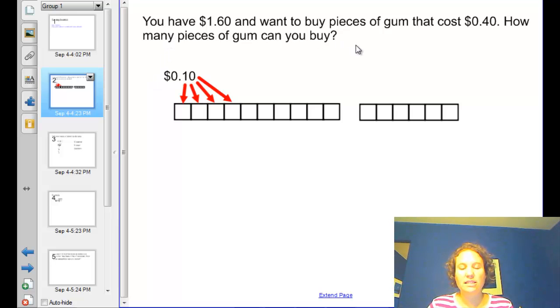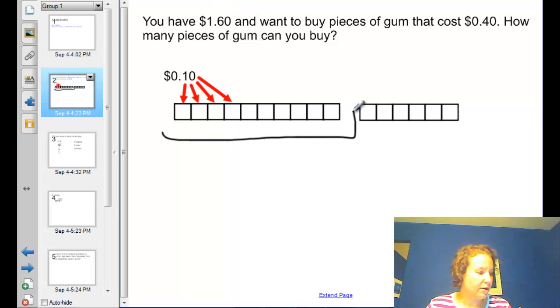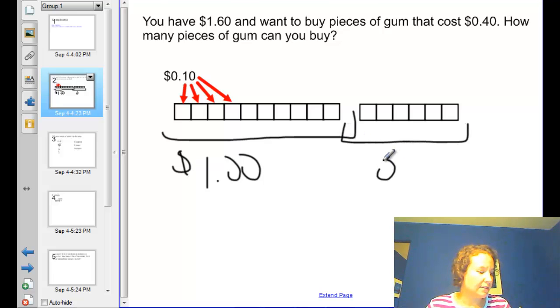If you have $1.60 and you want to buy pieces of gum that cost 40 cents, how many pieces of gum can you buy? So I've drawn a little picture here to represent your $1.60. You can see that this first block right here represents $1, and then the second block right here represents 60 cents. I apologize for the terrible handwriting.